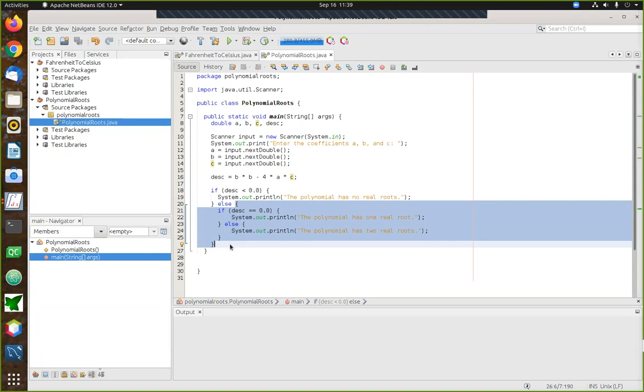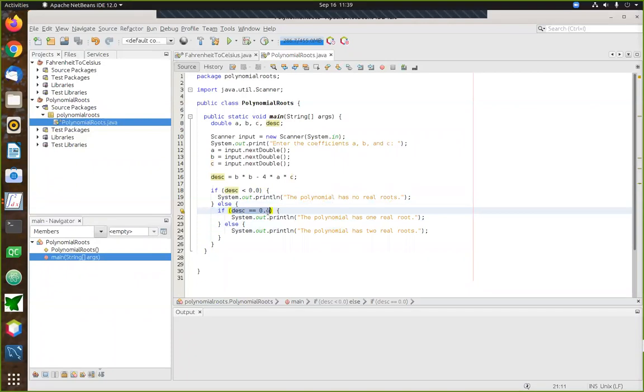And the second question, well, if it's not negative, there's still two possibilities left. One is that the discriminant could be 0, and the other is that the discriminant could be some positive number. So to resolve those last two cases, we also ask a second question involving another if statement. In the second if statement, the question is simply, is the discriminant 0?